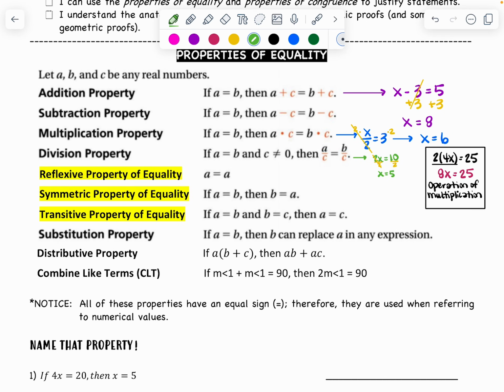The 3 highlighted in yellow here, they're super important, and they're highlighted for a reason, which I'll talk about in just a few minutes. So I'm just going to run through these really quick.